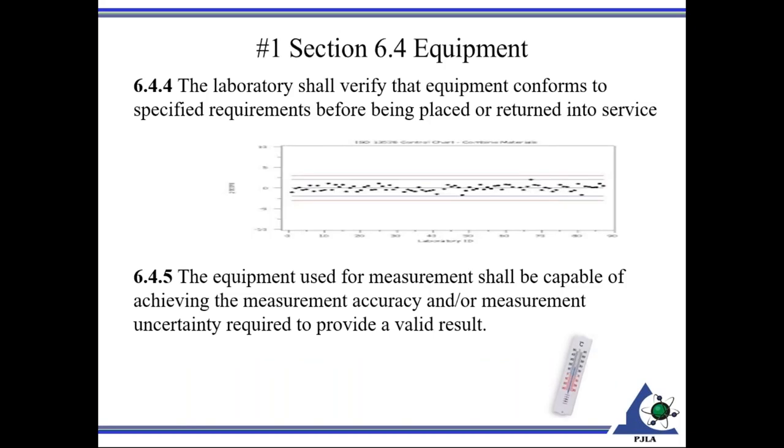So looking at various requirements here under equipment, 6.4.4, a laboratory shall verify that equipment performs to specified requirements before being placed or returned to service. Equipment used for measurement shall be capable of achieving the measurement accuracy and/or measurement uncertainty required to provide a valid result.